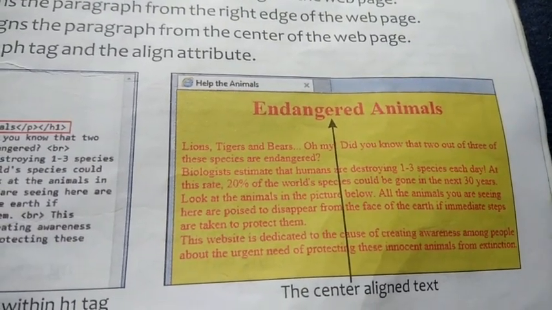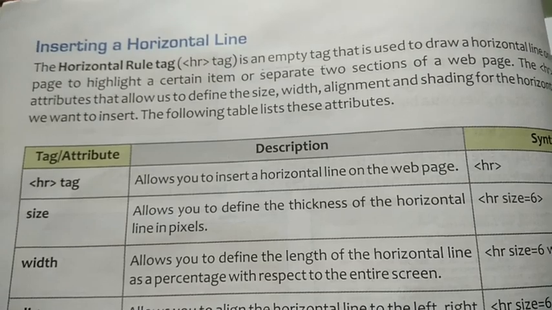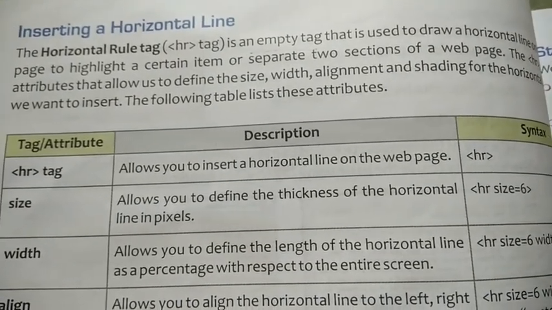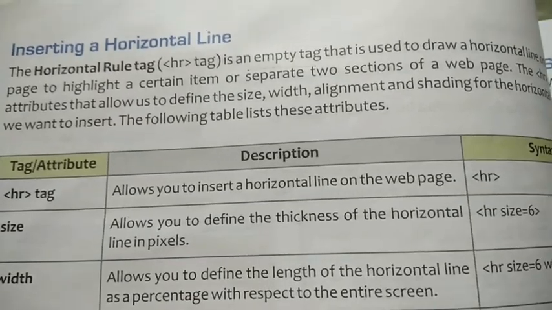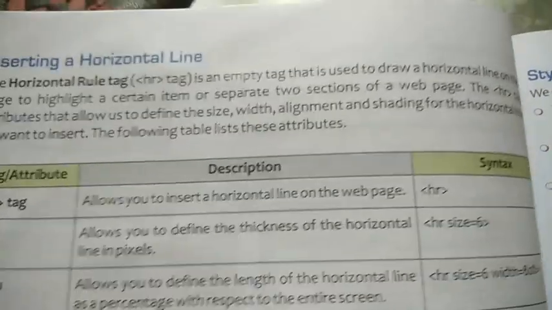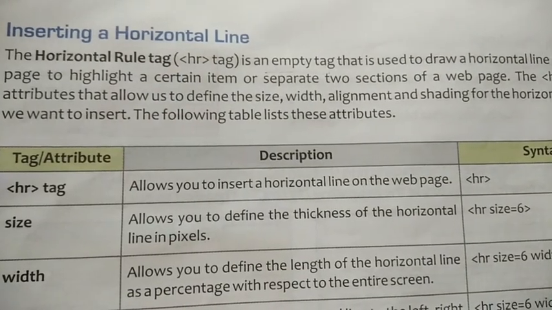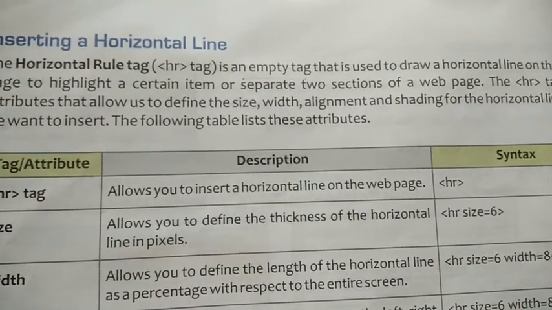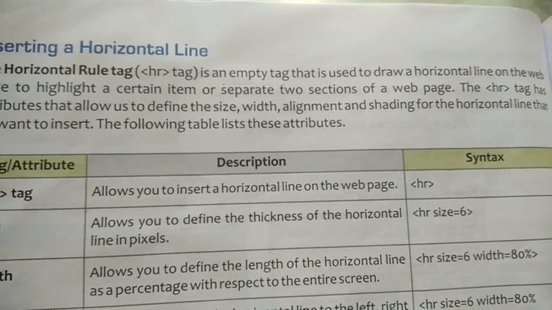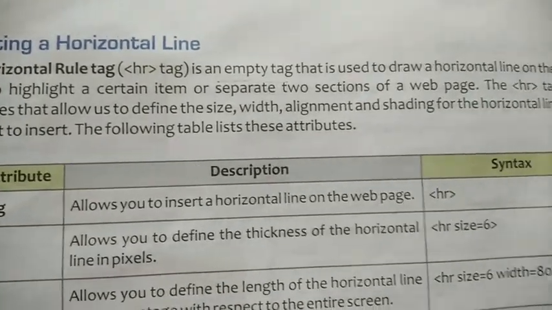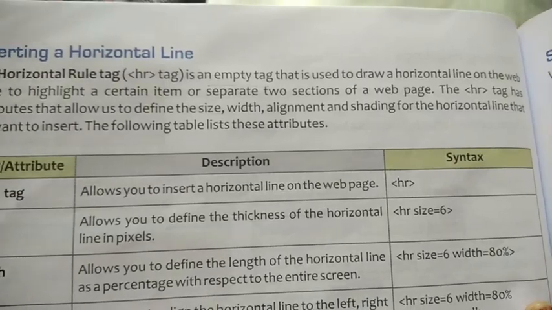Okay, then, students, next, inserting a horizontal line. Horizontal line means HR tag. Okay, the horizontal rule tag is an empty tag that is used to draw a horizontal line on the web page to highlight a certain item or separate two sections of a web page. The HR tag has attributes that allow us to define the size, width, alignment and shading for the horizontal line.